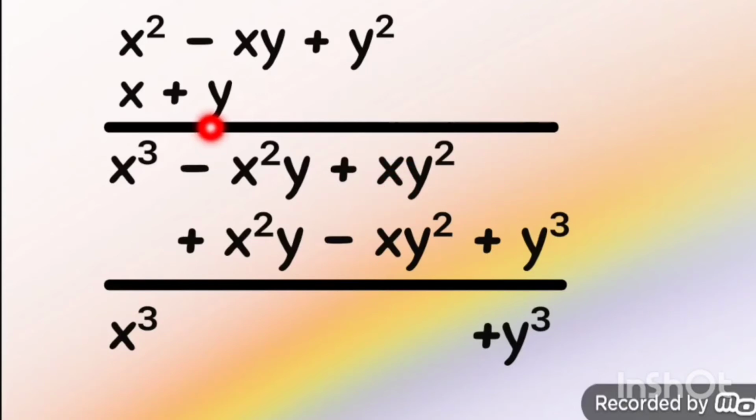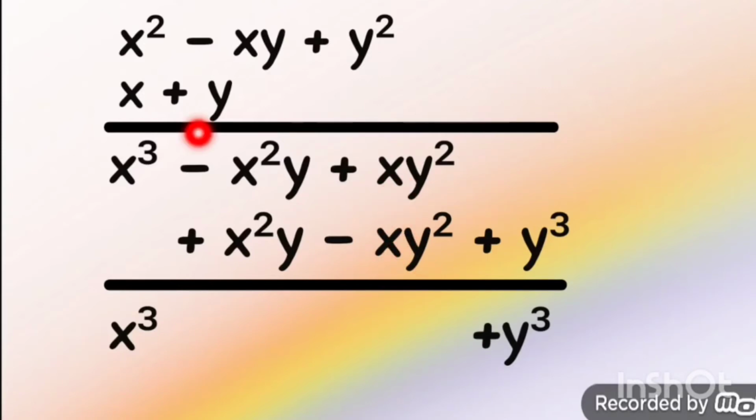Now multiply y with x square. Y multiplied by x square will be x square y. As this is the like term, so we will write it under the like term. Now multiply y with xy. Y multiplied by minus xy will be minus xy square. Again this is the like term with this term, so we will write this term under the like term.